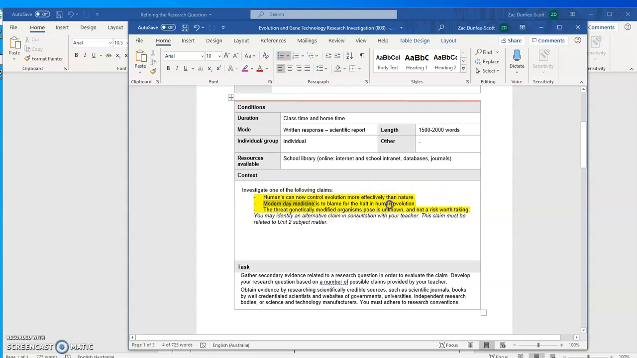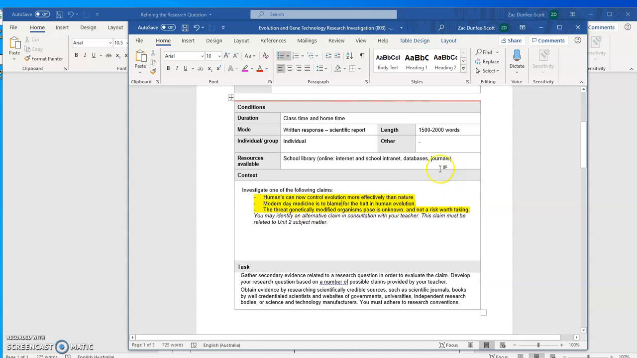Human evolution. What do we mean by human evolution? How are we defining that? What's actually evolving? Are we talking about long-term evolution? Are we talking about short-term evolution? Are we just talking about adaptations of certain parts of our body? Are we looking at large-scale change? What are the parameters of that?